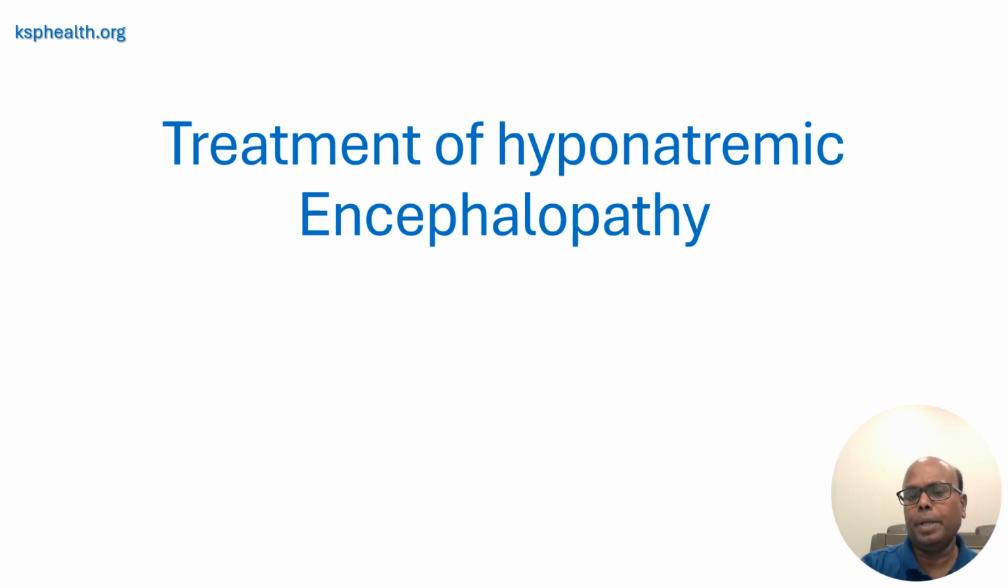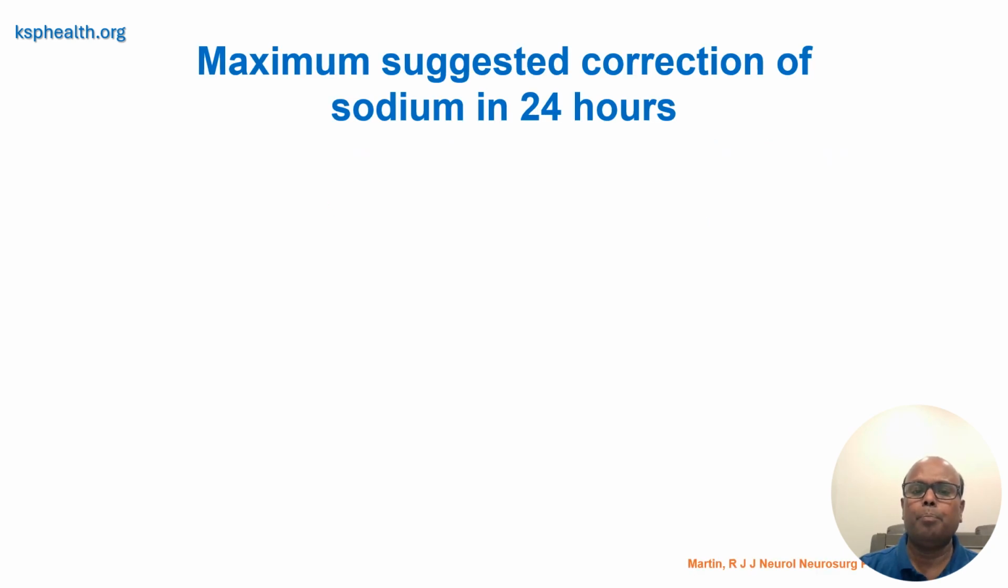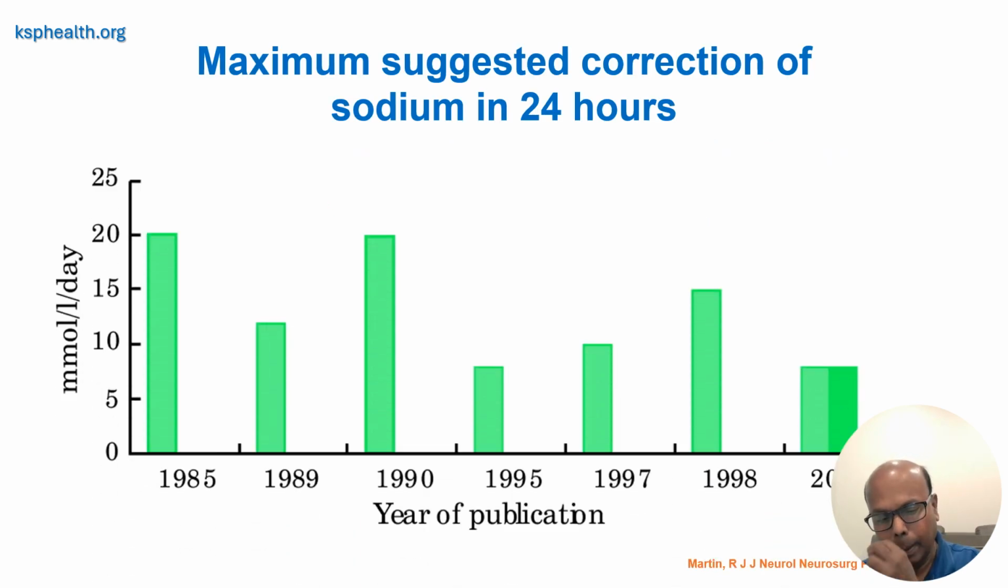So how do you treat hyponatremia and encephalopathy? There are multiple recommendations in different years. In 1985, they recommended 20 milliequivalents per 24 hours, as an optimal correction. In 1989, they changed it, and so on and so forth. The current recommendation is still what was recommended in 2000: about 8 milliequivalents in the first 24 hours, and any 24 hours, will prevent or avoid osmotic demyelination syndrome. Let's go in deep.